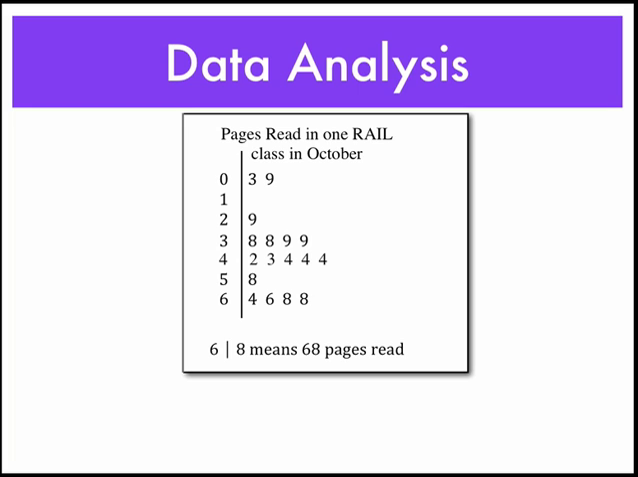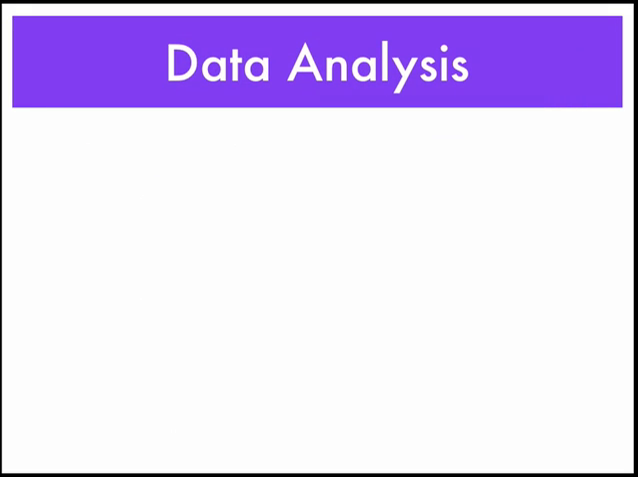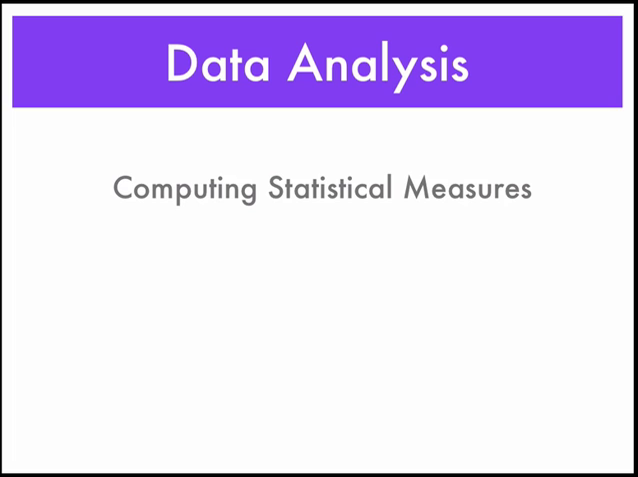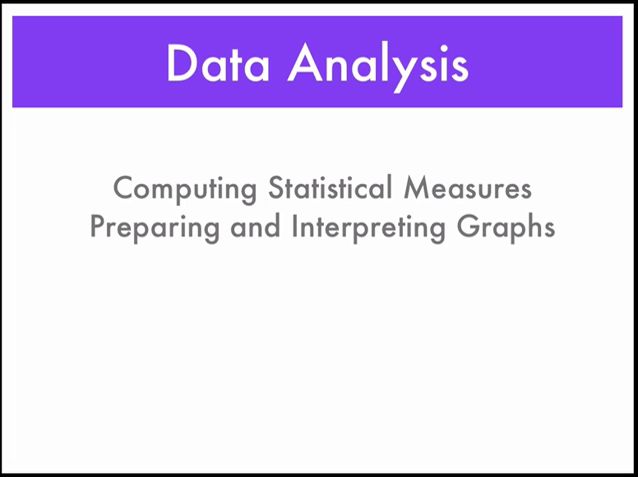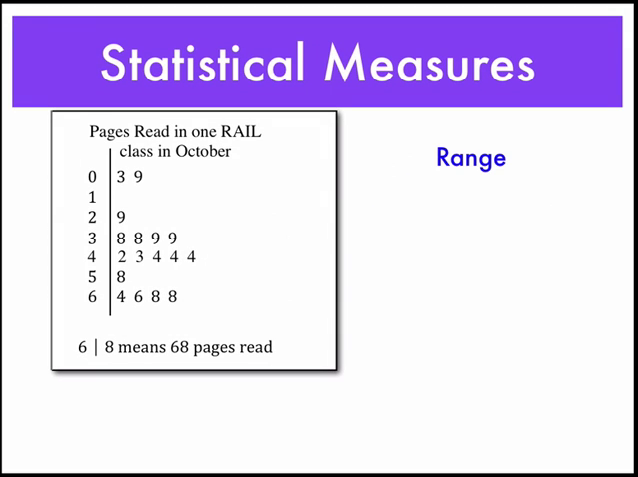We can get things like the maximum, which would be 68 pages read in one class. Anything else? We can get the minimum, which would be 3 pages read. We can see that the amount of pages that was most often read was 44 per class. So data analysis usually looks at two different things: computing statistical measures and preparing and interpreting graphs. Let's look at some statistical measures.